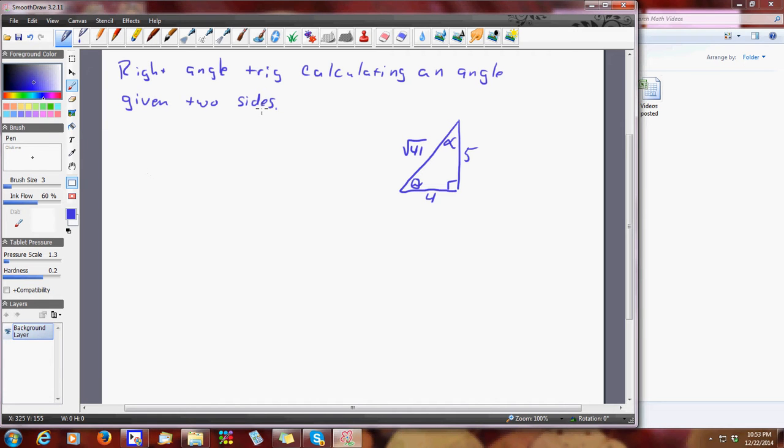So we're going to do some right angle trig again, and sometimes you're trying to calculate the angle of a right angle triangle, and you're given all the sides, or at least two of the sides, and you need to figure out what's the value of the angle.